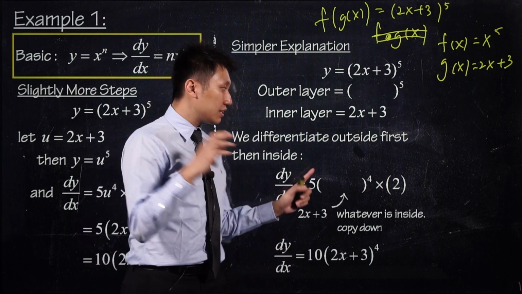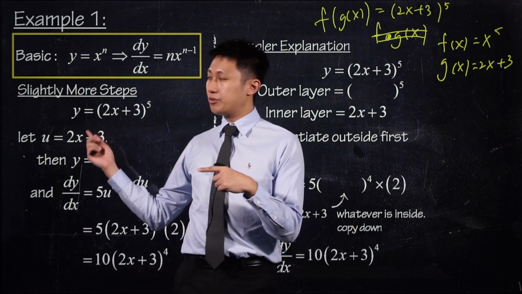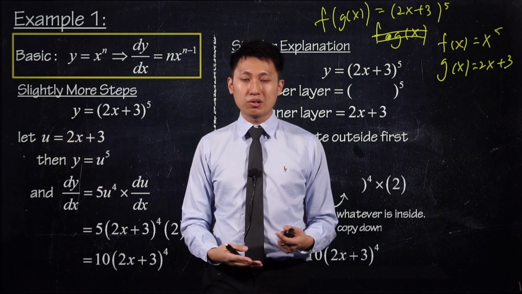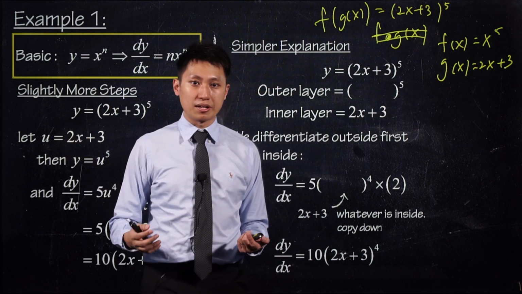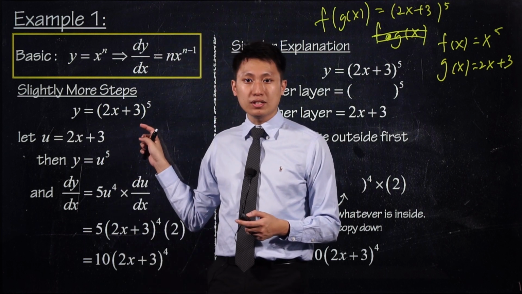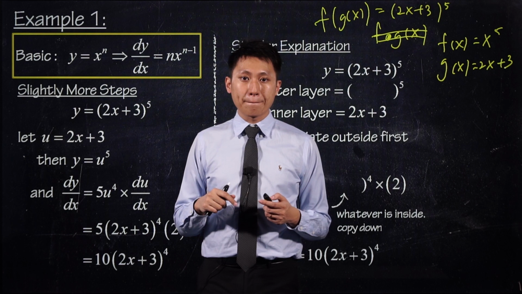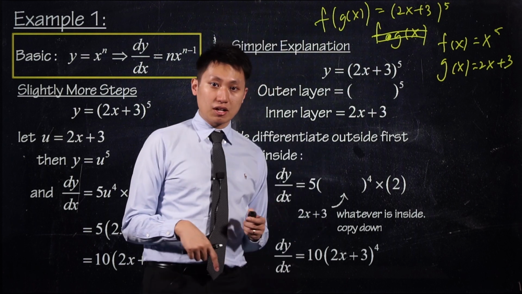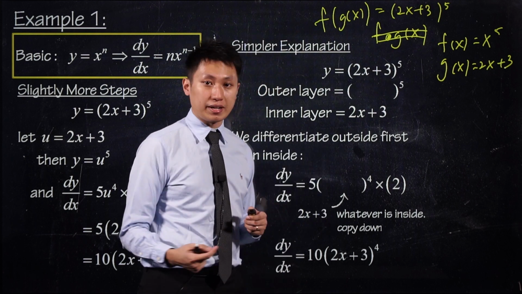So this is slightly easier or faster than the other way, because that one you need to use u equals something, then do the differentiation. I prefer this one. If you feel more comfortable with the other one, then you use that one. Okay, if there's no problem, then we go on.